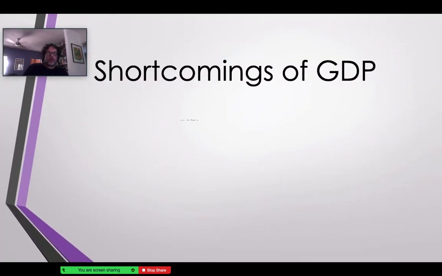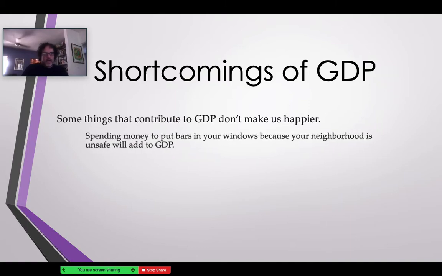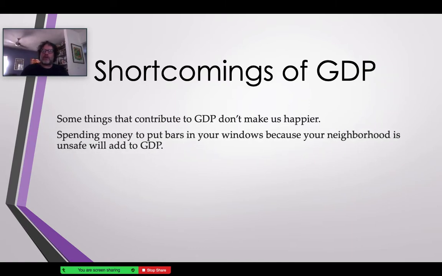Here's some more shortcomings, right? Some things that we contribute to GDP don't make us happier, okay? Let's say you're putting bars on your windows at your house. Well, you're buying something that contributes to GDP, but what's going on? You're putting bars on your windows, right? Your neighborhood's not good. You don't want to do that, right? So it's a little bit misleading.